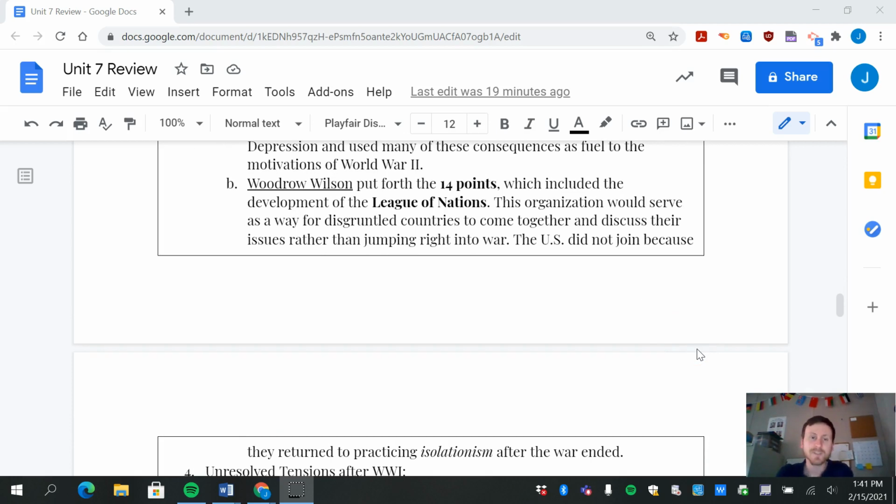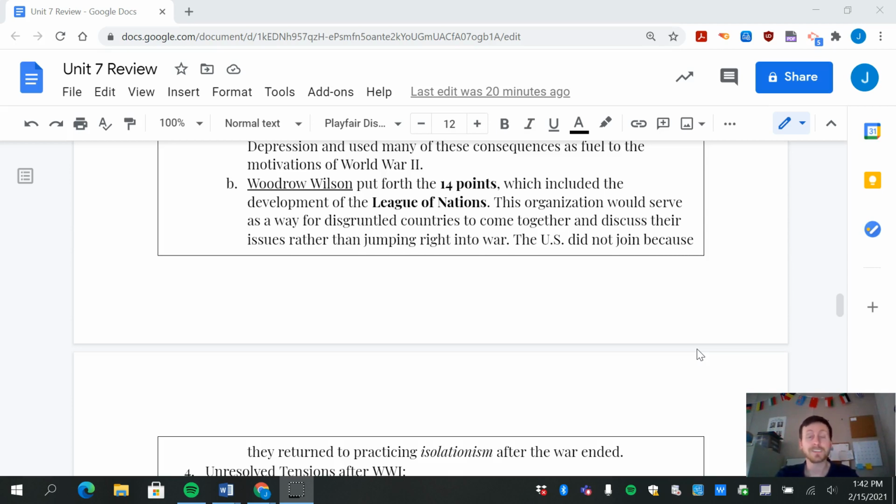Within this, too, we also have to look at the United States' role with Woodrow Wilson, who presents the 14 points. And one of the major points of the 14 points is the League of Nations. So this organization was created as an attempt to serve as the first line of defense to prevent nations from going to war. Instead of just going out to war, they could use the League of Nations as a way to discuss their issues and come to some sort of peaceful conclusion.